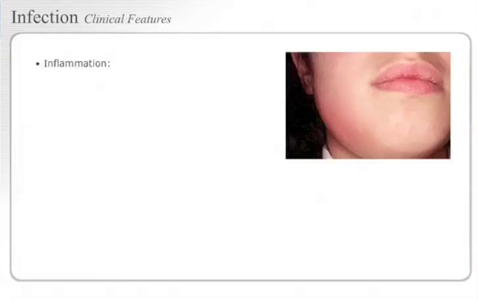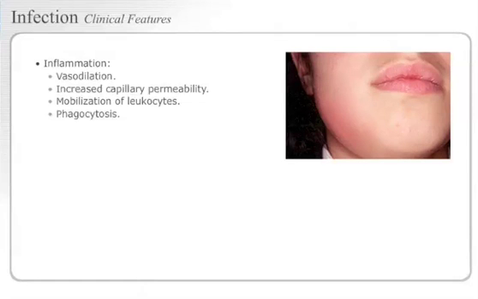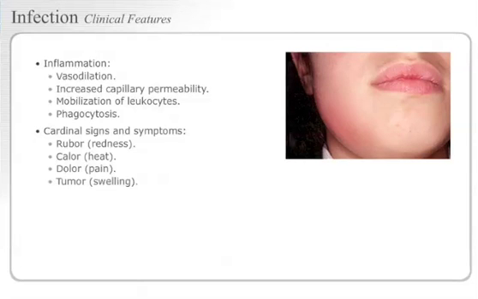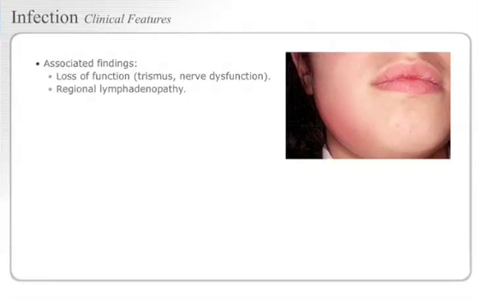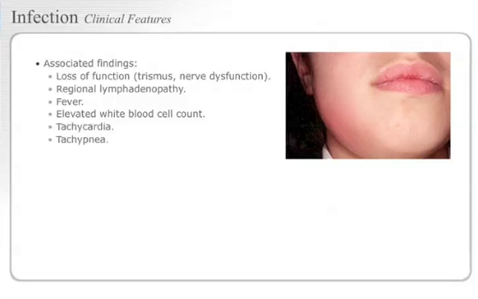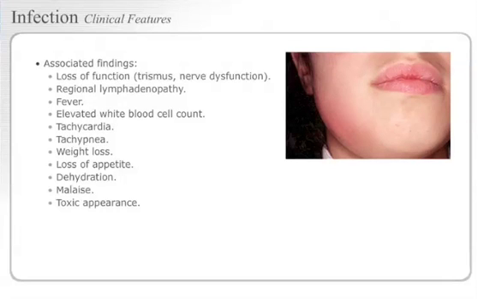Inflammation is a stereotyped tissue response to injury or invasion by microorganisms that involves vasodilation, increased capillary permeability, mobilization of leukocytes, and phagocytosis. Associated with this are the distinct cardinal signs and symptoms of infection: rubor, calor, dolor, and tumor. Other accompanying findings may be loss of function in the area, regional lymphadenopathy, fever, elevated white blood cell count, and tachycardia or tachypnea. Other constitutional findings may include weight loss, loss of appetite, dehydration, malaise, and generalized toxic appearance.